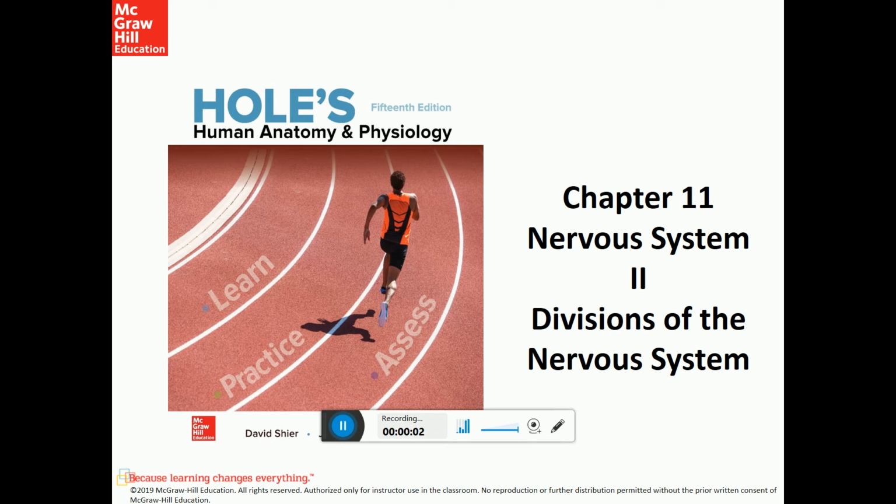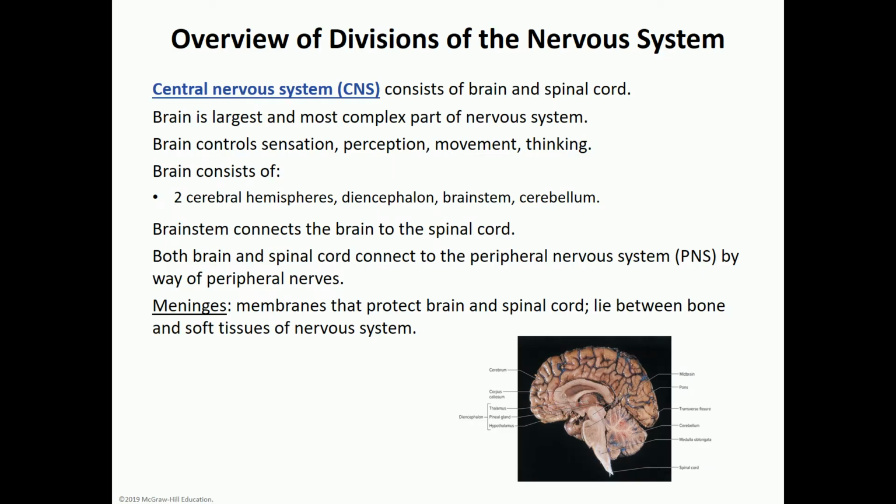Now we're going to start chapter 11. If you guys remember, we said that the nervous system is covered over 3 chapters, so this is the second of them, and this discusses the divisions of the nervous system. We already introduced that the nervous system is made out of a CNS, or the central nervous system, and the peripheral. For the central, that's your brain and spinal cord.